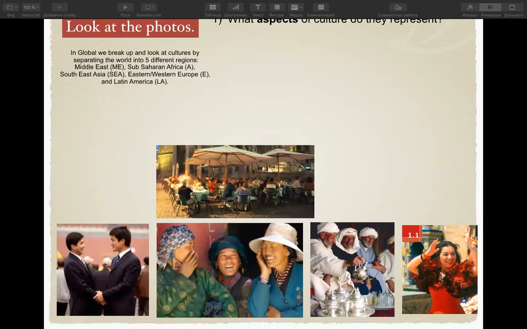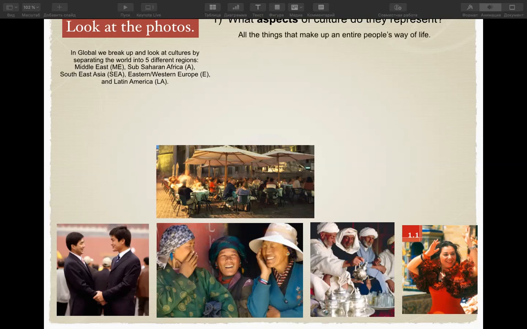In global studies, we look at cultures by separating the world into 5 different regions: Middle East, Sub-Saharan Africa, Southeast Asia, Eastern or Western Europe, and Latin America. And now I think you can easily define them. Я думаю, что сейчас вы можете легко определить, какие именно культуры здесь представлены.